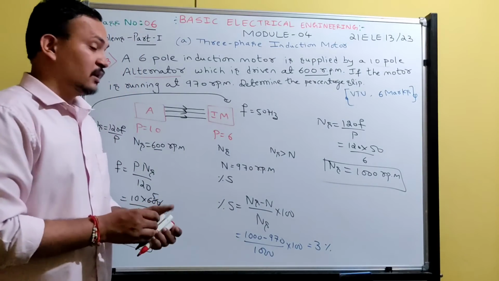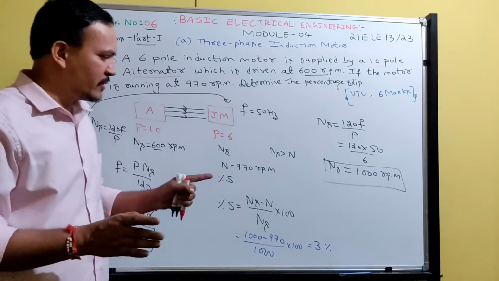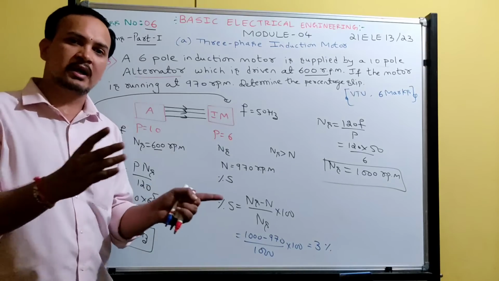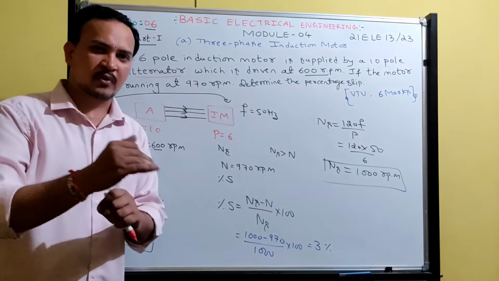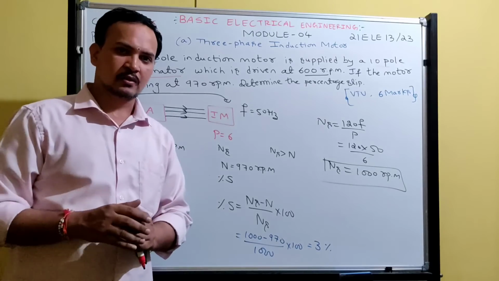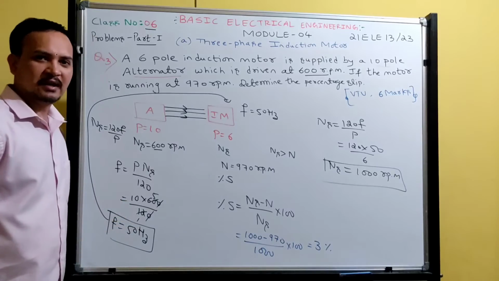What is the answer we got? 3%. But theoretically any data can be given, and we may get a slip value beyond the good induction motor range. Okay, no issues. We can discuss that type of problem in upcoming lectures. Okay, guys, please pause the video and copy down neatly.